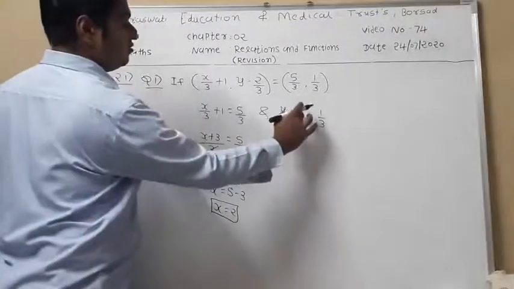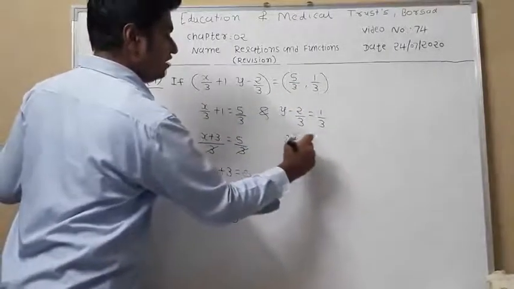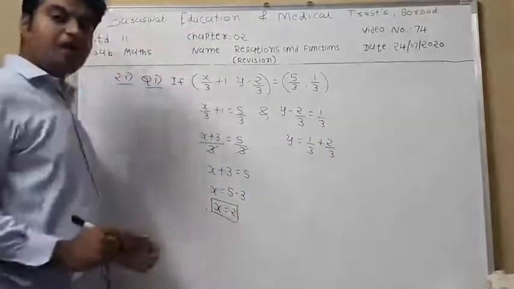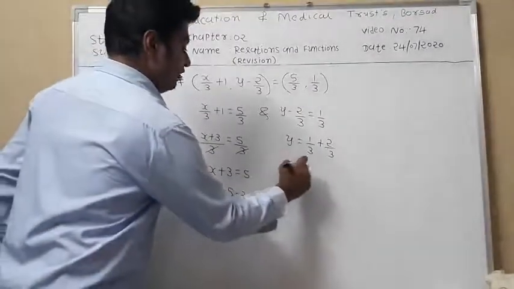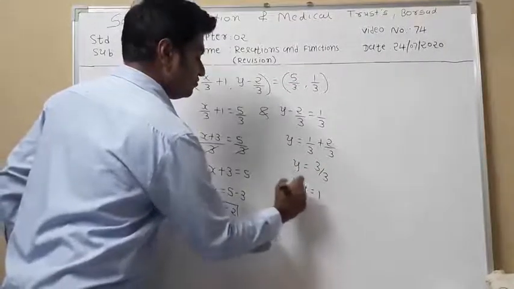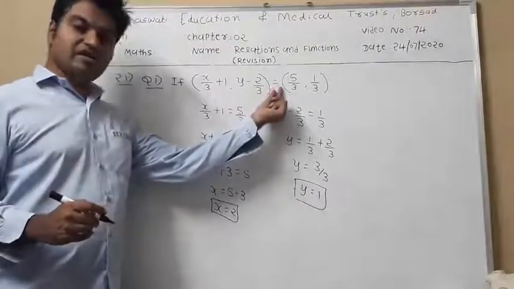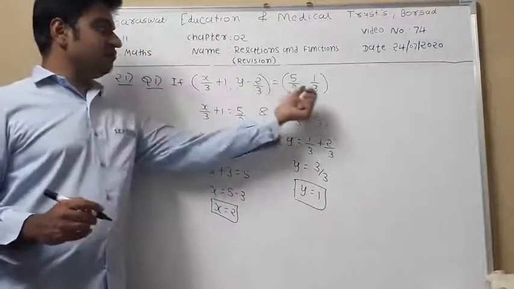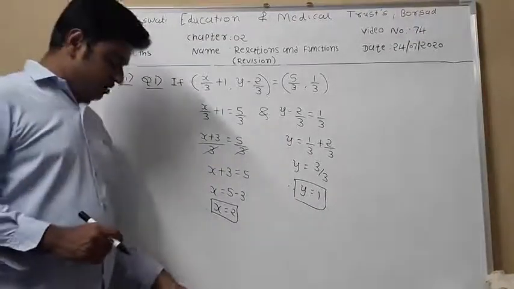In the same way, moving minus 2/3 to the opposite side, y = 1/3 + 2/3. The LCM is the same in both terms, so y = 3/3, therefore y = 1. So in this question ordered pairs are present with an equality in between, so equate the first term with the first term and the second term with the second term. Now simplify, and we get the values of x and y.